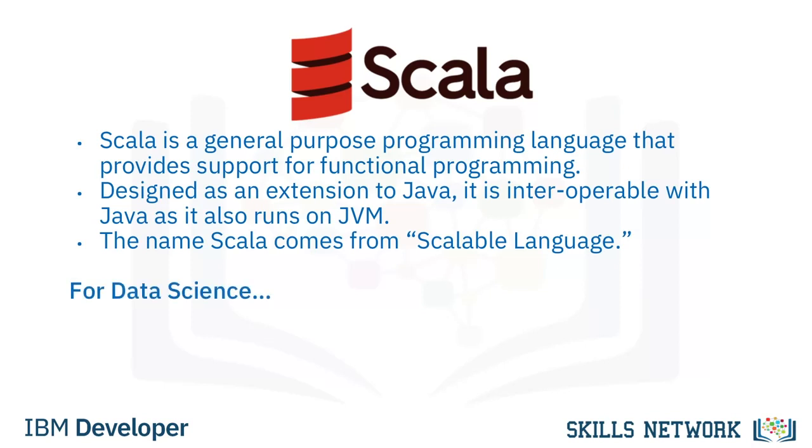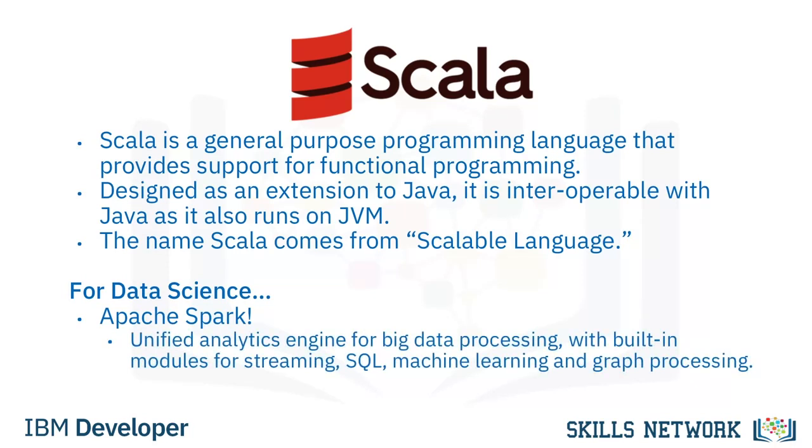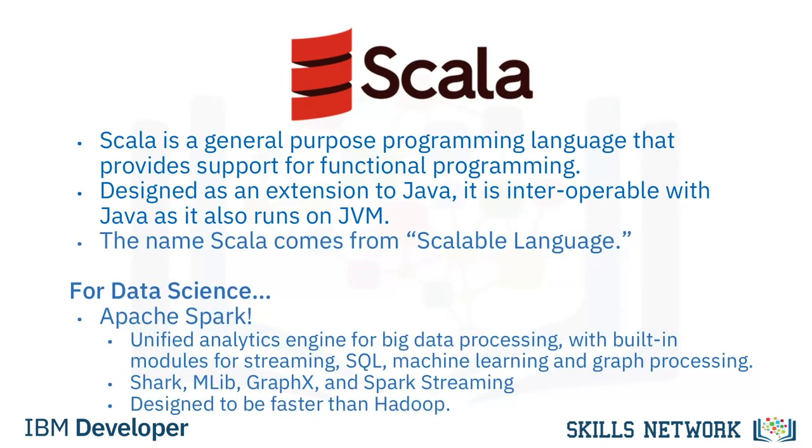For data science, the most popular program built using Scala is Apache Spark. Spark is a fast and general-purpose cluster computing system. It provides APIs that make parallel jobs easy to write, and an optimized engine that supports general computation graphs. Spark includes Shark, which is a query engine, MLlib for machine learning, GraphX for graph processing, and Spark Streaming. Apache Spark was designed to be faster than Hadoop.